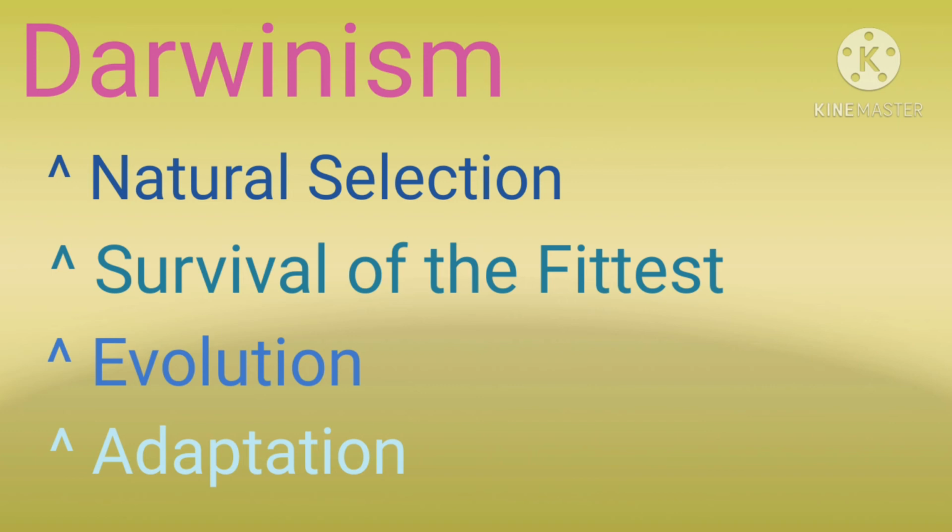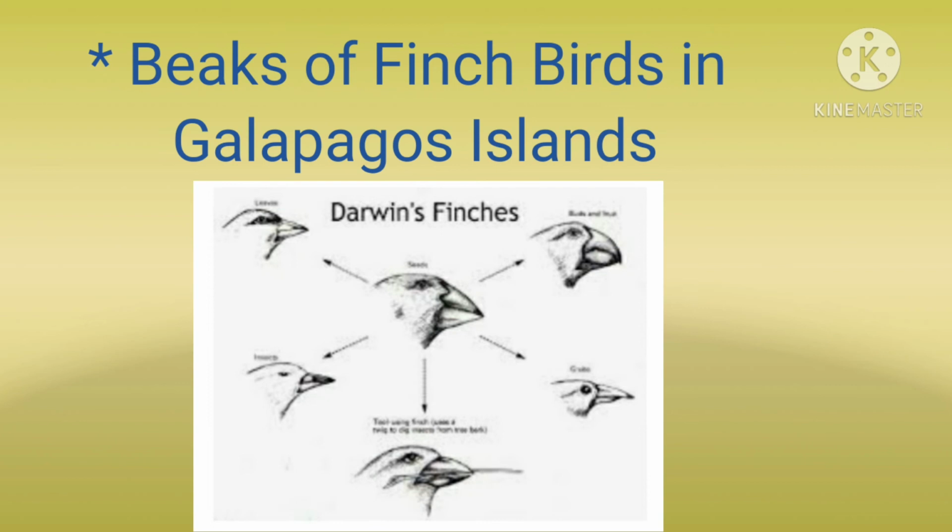First, natural selection. Second, survival of the fittest. Third, evolution of organisms. And fourth, adaptation. All these concepts together are now known as Darwinism. All these concepts can be very well explained with these two examples. Number one, the finches of Galapagos Islands, whose beaks seem to be adapted according to the nature of food found in different areas.